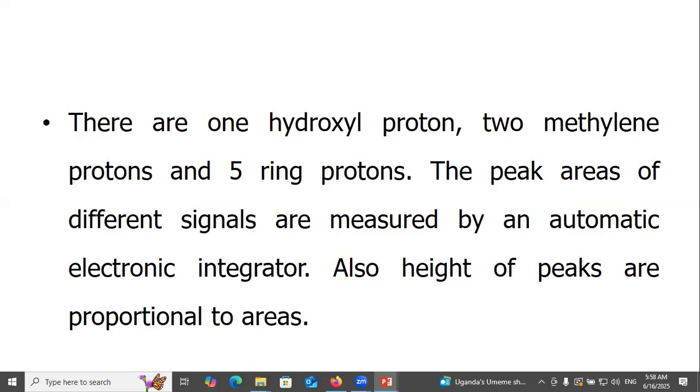The peak areas of different signals are measured by an automatic electronic integrator. Also, the heights of peaks are proportional to areas.